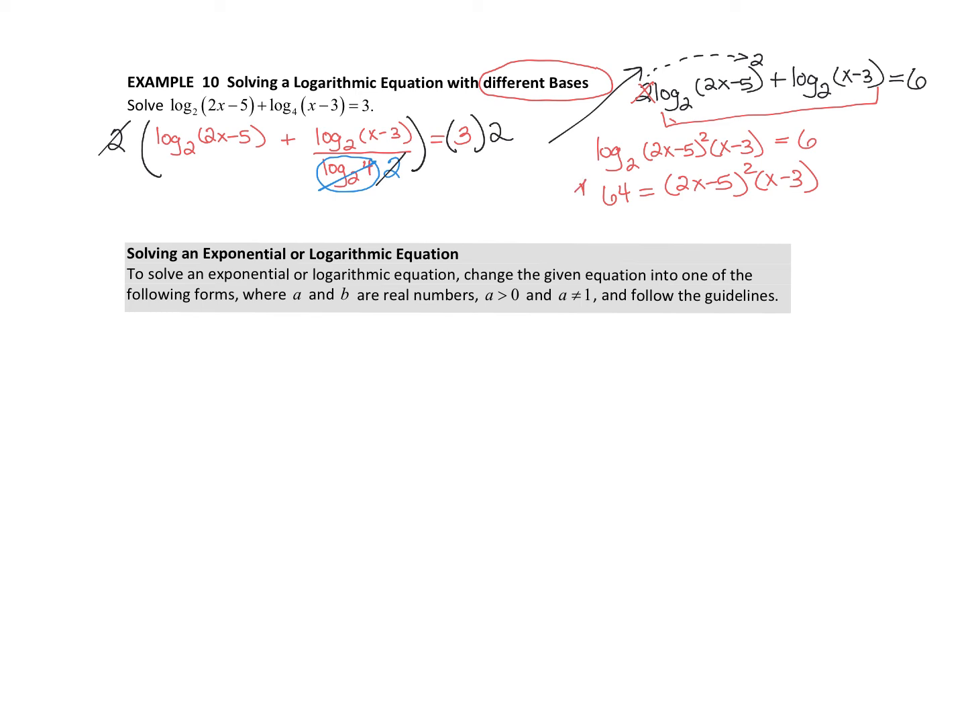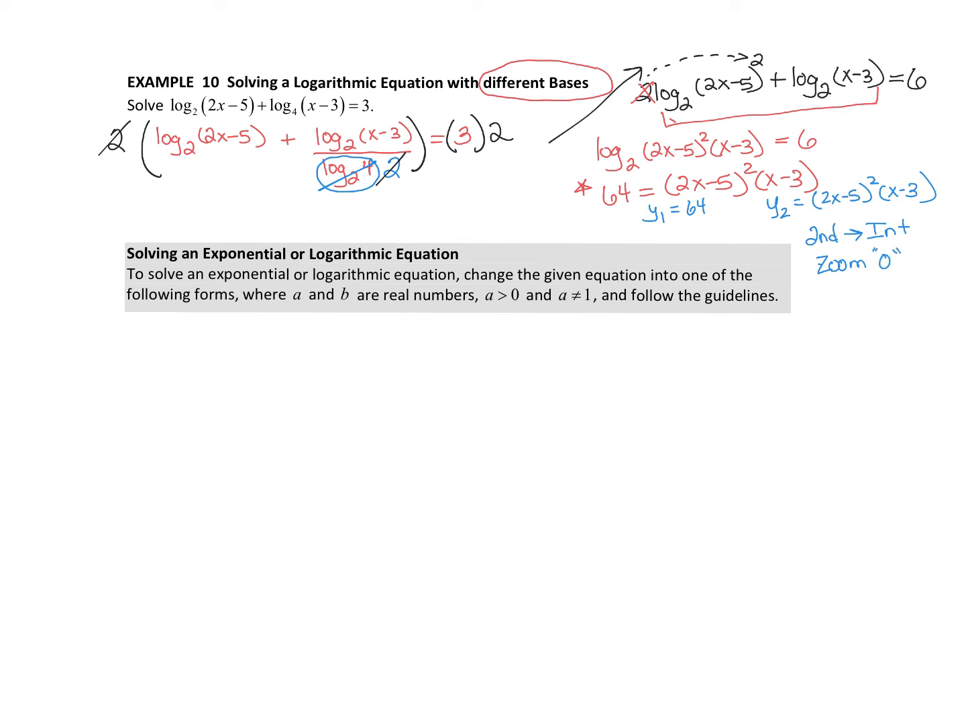Now, we could multiply this all out and subtract the 64. We know we're going to get a cubic. What I would like to do at this point, because I don't really feel like doing that, is putting in y1 as 64 and y2 as (2x minus 5) squared times (x minus 3) into my calculator. And then we'll do a second function intersect and find out when y2 is equal to y1. I would use zoom 0 so that it would fit on your screen.